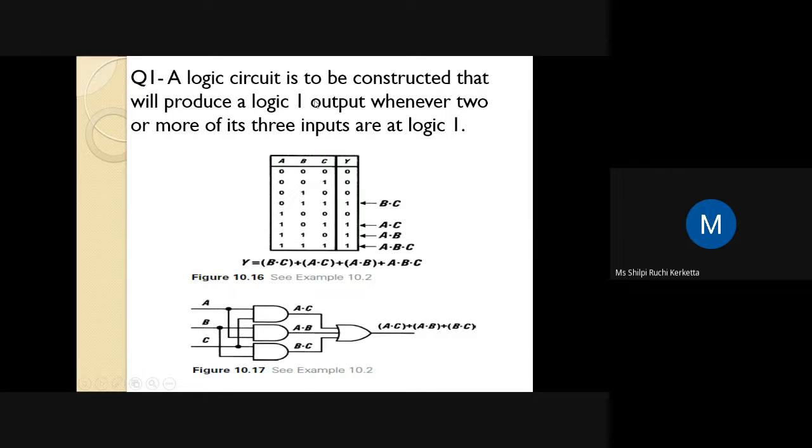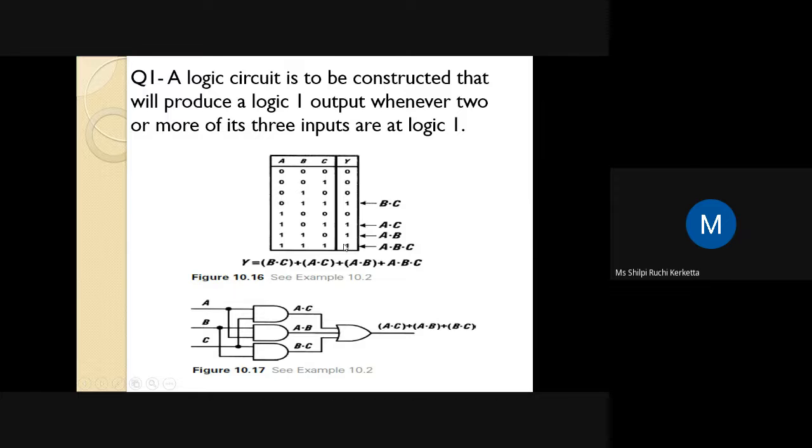So it will produce a logic 1 whenever 2 or more of the 3 inputs are logic 1. Here 2 are not there, so that's why we are giving a 0. For this condition, we can see it is coming as 0, 1, 1, so here we have two ones, so we will get a 1 here. For the next condition, it is 1, 0, 0, so here we are getting a 0. For 1, 0, 1, two ones are there, that's why we are getting a 1. For 110, two ones are there, that's why we are getting a 1. And for 111, again three ones are there, that's why we are getting a 1.